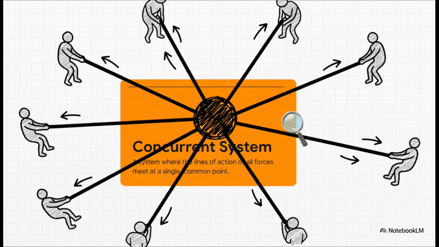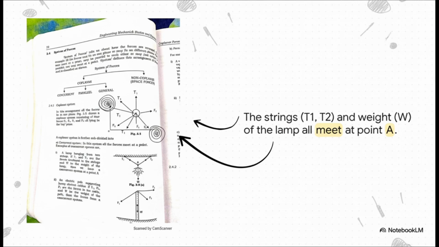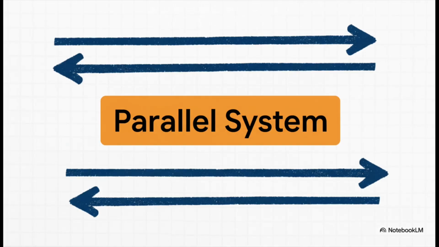A great way to picture this is a tug of war, but with ropes going in a bunch of directions. Everybody is pulling on that one central knot. All the action is happening at that one spot. And this example here, it's perfect. You see the tension in those two strings? And then you've got the weight of the lamp itself pulling straight down. Where do they all meet? Right there at point A. That is a textbook concurrent system. Okay, so we've got forces that all meet up at one point.